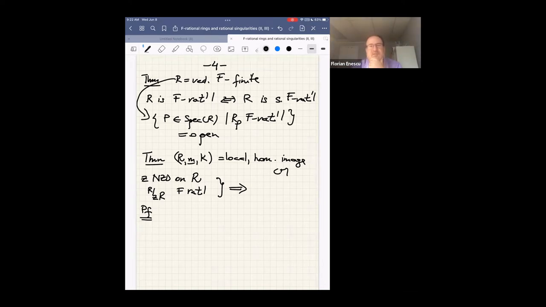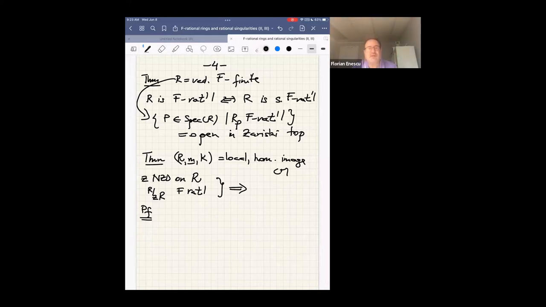So this hypothesis is necessary to prove that the F-rational locus, which is the collection of prime ideals P where R localized at P is F-rational, is open in the Zariski topology. That's a very useful property to have, the F-rational locus to be Zariski open. And that is true if the ring R is reduced and affinity. And as I said, proving that this locus is open in the Zariski topology uses the characterization of F-rationality via strong F-rationality. Okay. All right. So as I said, I'm going to prove the converse of that shortly.